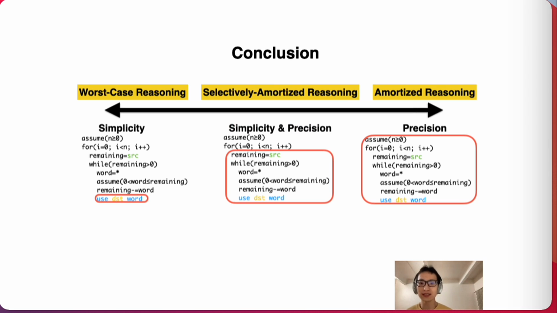By parameterizing analysis with segments, selectively amortized reasoning can get precision when necessary and simplicity when possible. At one extreme, worst-case reasoning emphasizes simplicity at the cost of imprecision. At another extreme, amortized reasoning emphasizes precision at the cost of complexity and brittleness. We opened up a new space by allowing choosing an arbitrary point on this axis.